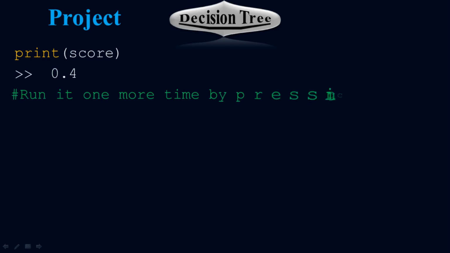If you run it one more time by pressing Ctrl plus Enter, you may get only 20%, or only 30%, or only 40%, or even less than 20%. So by running the model again and again, you may get different values. It will just swing between 40, 30, 20, 25, which is not good for the model.